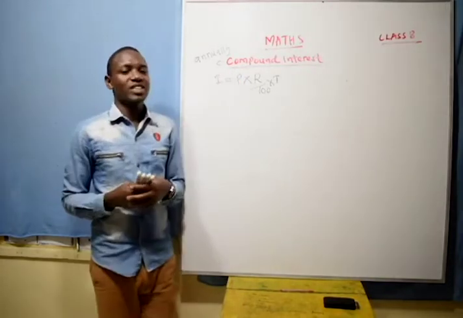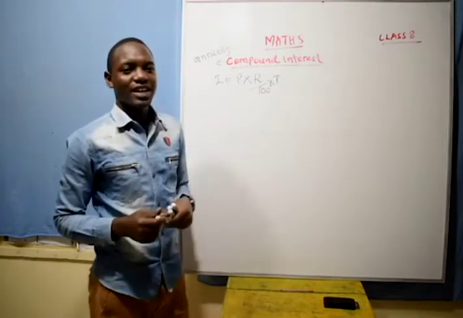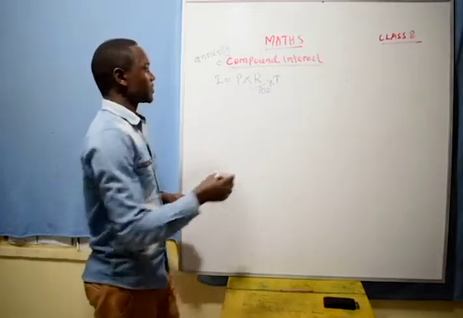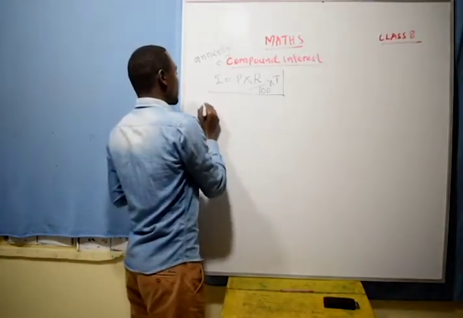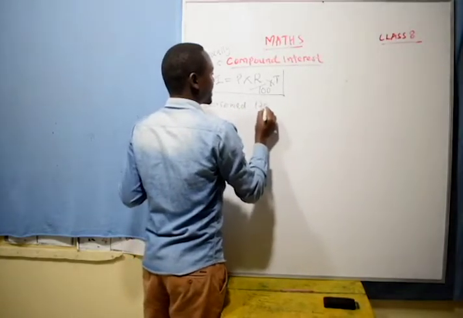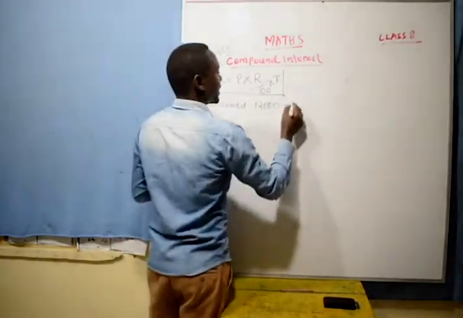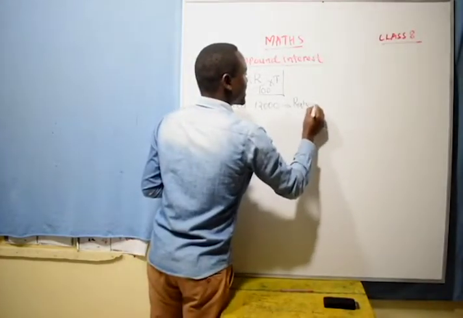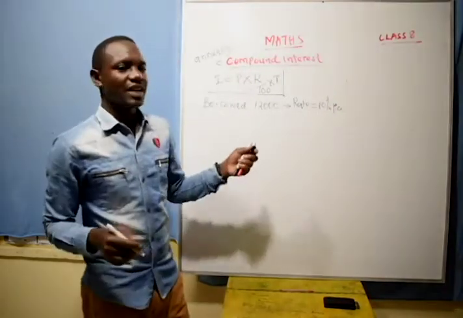So compound interest is calculated annually. And you are still going to use the same method, that is, interest equals principal times rate times time. And I'm going to give you an example to work out on this. Somebody borrowed 12,000 shillings from a bank that charges compound interest at a rate of 10% per annum.